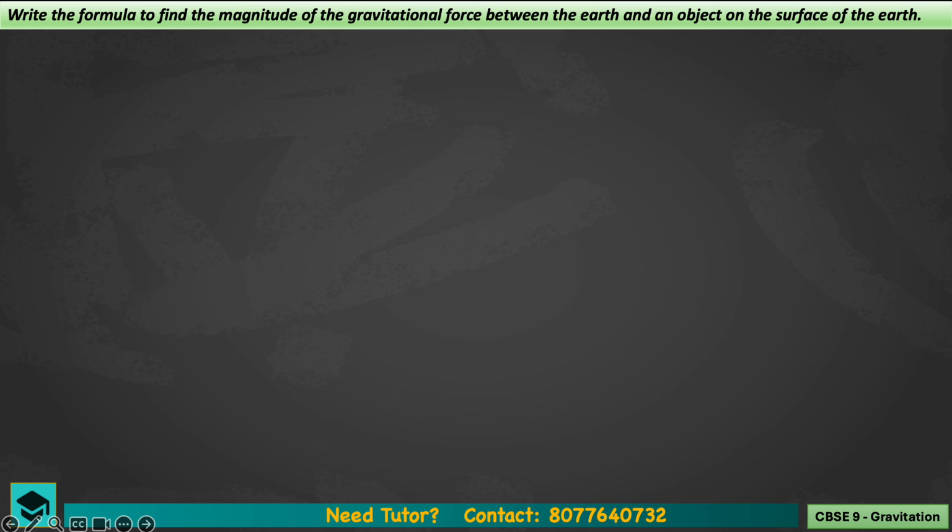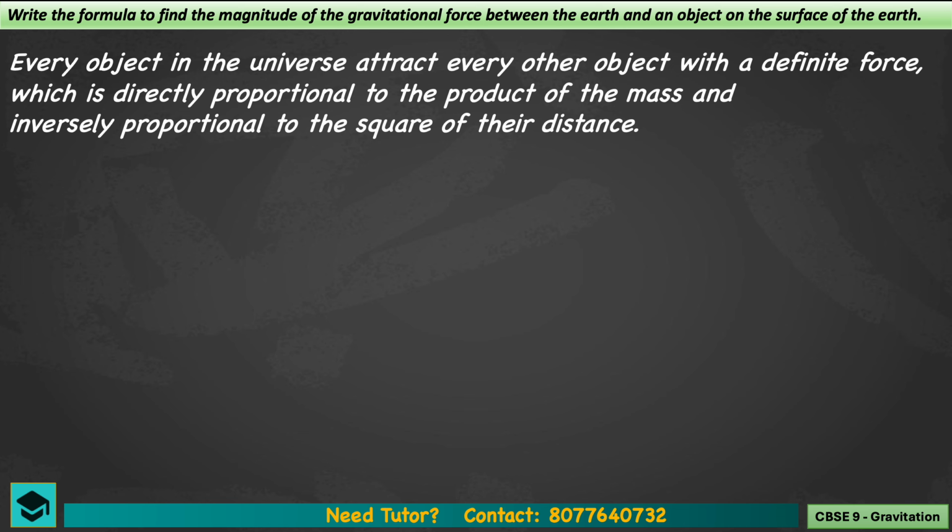The question asks: write the formula to find the magnitude of gravitational force between the earth and an object on the surface of earth. So firstly, we'll go with the law that every object in the universe attracts every other object with a definite force, which is directly proportional.